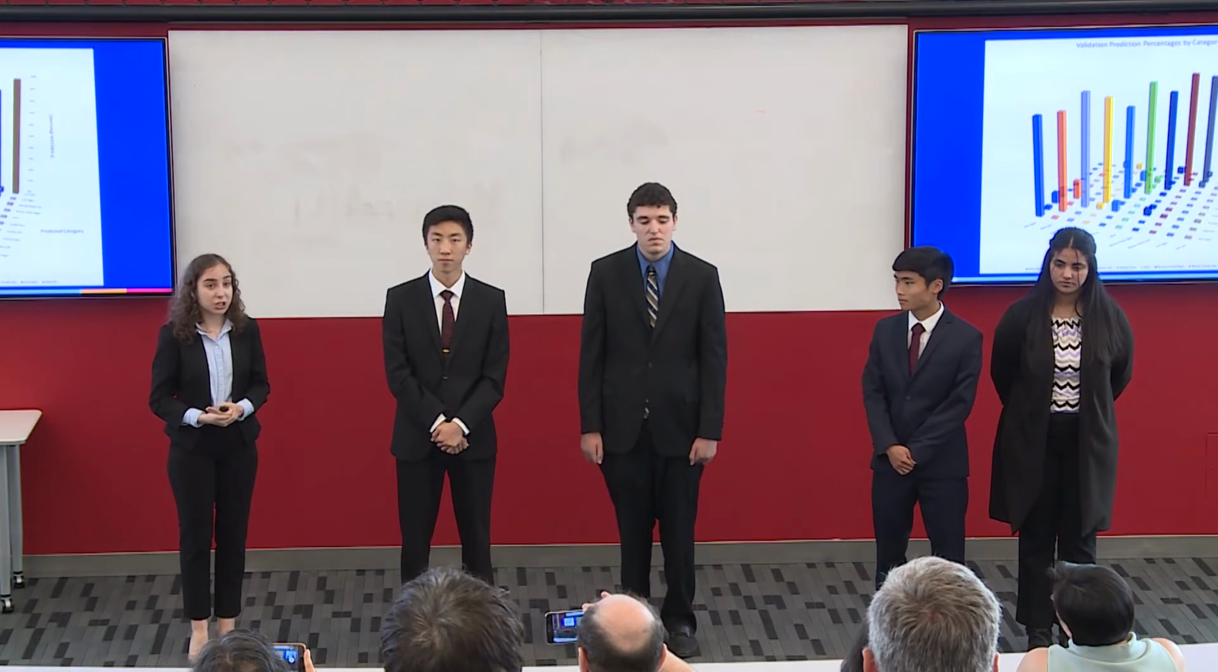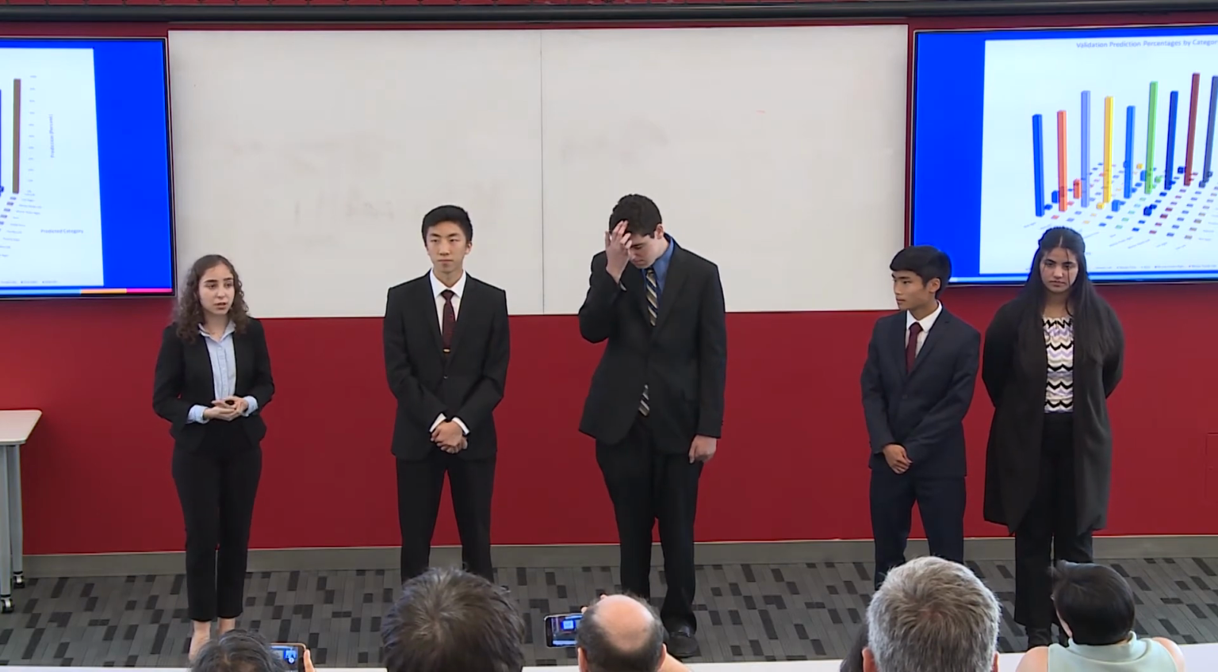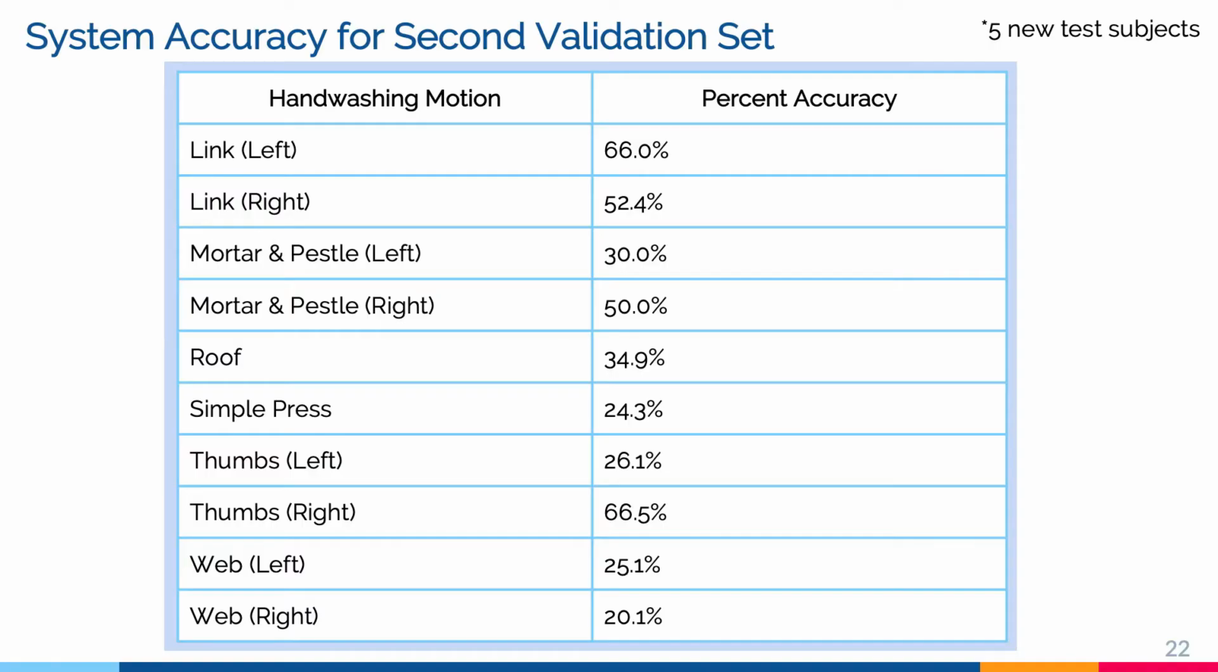But because this is a machine learning task, we had to run another validation set to confirm our results. Once again, we added images from 5 new test subjects that the model had never seen before, and the accuracies are shown here in this chart. The accuracies were much lower, particularly with some positions such as roof and simple press.